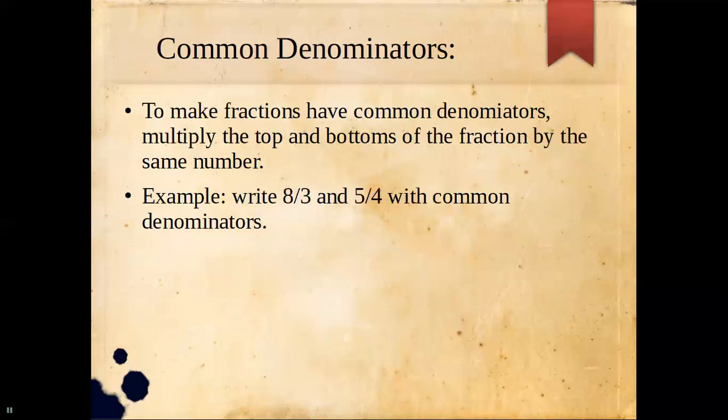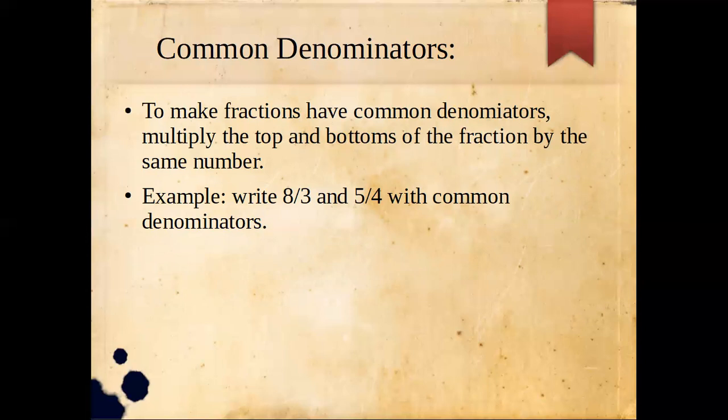Common denominators, continued. To make fractions have common denominators, multiply the top and bottoms of the fraction by the same number. For example, this is a question here. Write 8/3 and 5/4 with common denominators. If you know what to do, go ahead and do it. If you don't, pause the video and I'll go through it in a second.